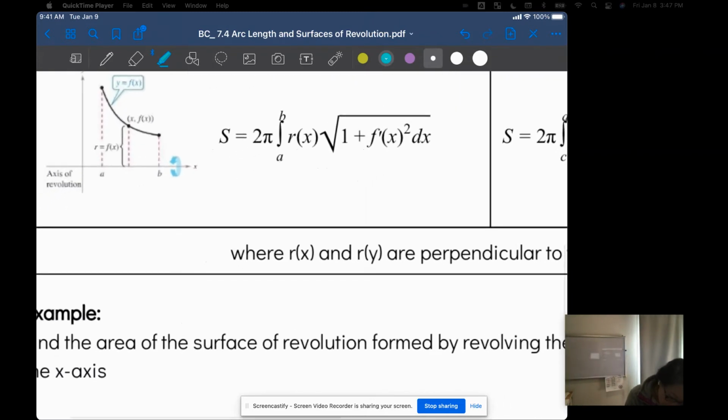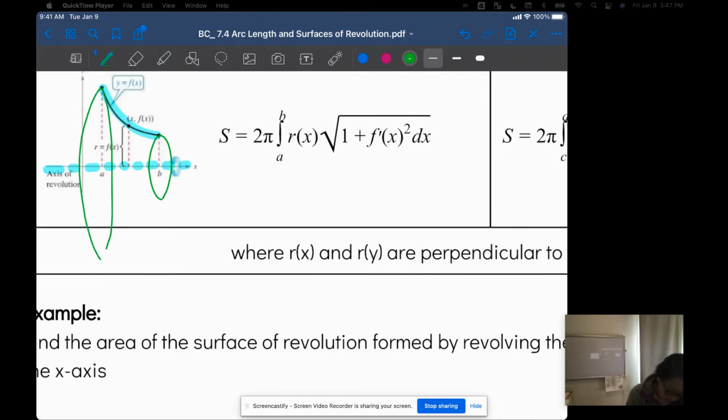What we're going to end up doing is taking this little curve here. So I want to take the arc length between A and B, and then I'm going to rotate it around the x-axis, a horizontal axis. So it's going to create a circle like this, right? Around, just different size circles.